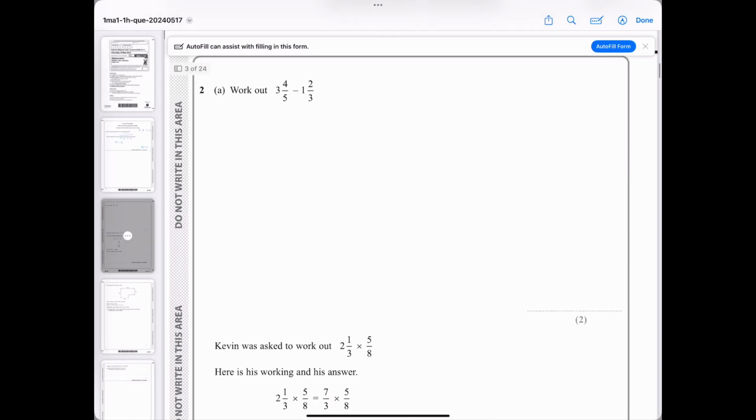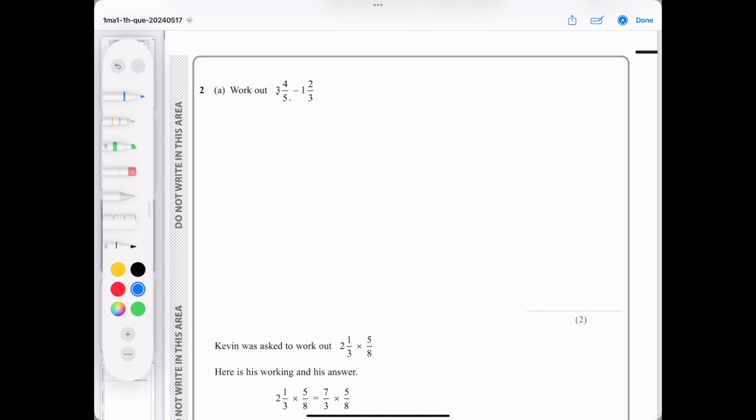Right, this is a mixed fraction question. So times the 3 by the 5, you get 15. Add it to the 4, you get 19 over 5. 1 times 3 is 3, add 2 is 5 over 3.